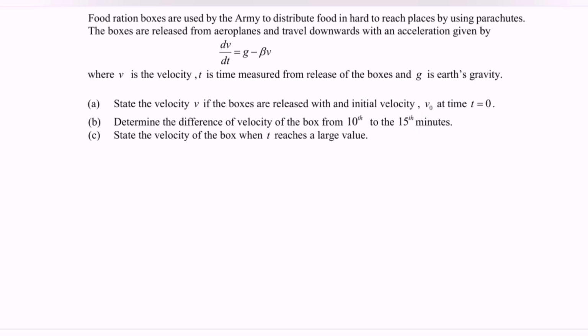Food ration boxes are used by the army to distribute food to remote places by using a parachute. The boxes are released from the aeroplane and travel downwards with an acceleration given by dv/dt equals g minus beta multiplied by the velocity v, where v is the velocity, t is the time measured from release of the box, and g is the Earth's gravity. A. State the velocity v if the boxes are released with the initial velocity v0 at time t equals 0. Here we have the given differential equation dv/dt equals g minus beta v.